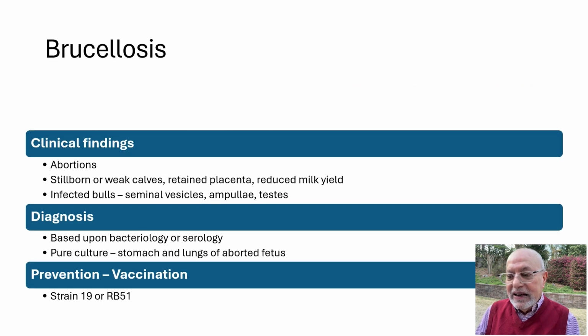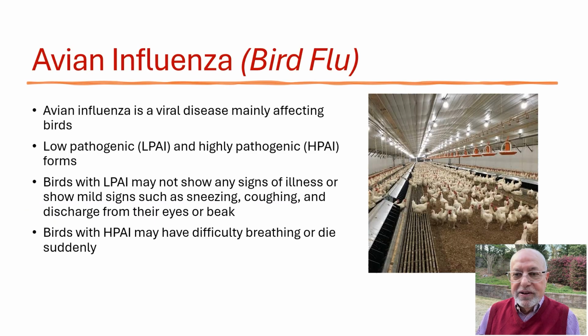So again, the clinical findings are mostly abortions, stillborn calves, and weak calves if they're born. The diagnosis would be on the basis of bacteriology or serology, but the pure culture you can get is from the stomach of the aborted fetus. And there are vaccines available, at least in the United States. We have what you call the strain 19 vaccine available, which people use.